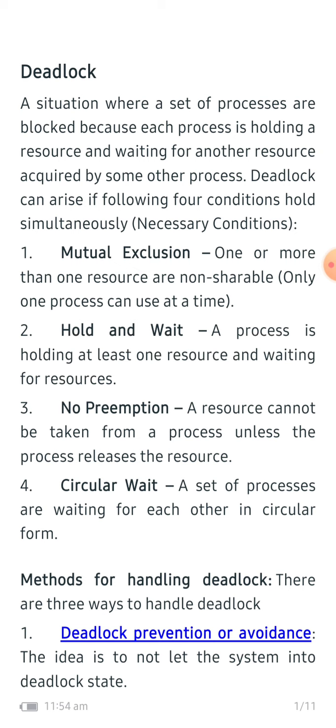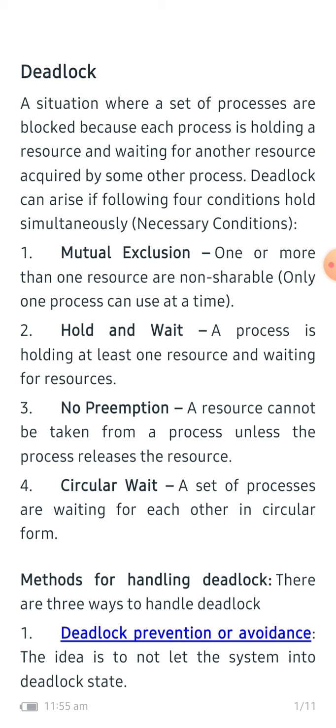Second is hold and wait. A process is holding at least one resource and waiting for another resource. That means the process is holding and waiting for other processes. Third is no preemption. A resource cannot be taken from a process unless the process releases the resource. Next is circular wait. A set of processes are waiting for each other in a circular form. This is called circular wait.